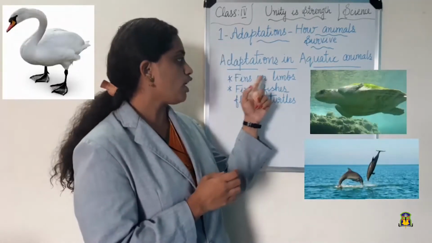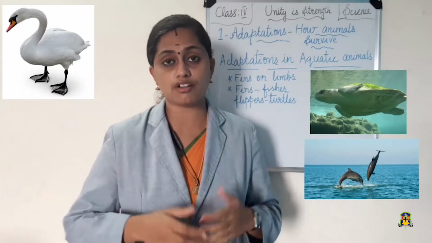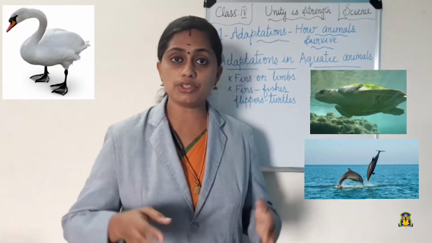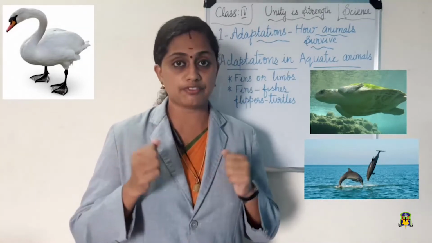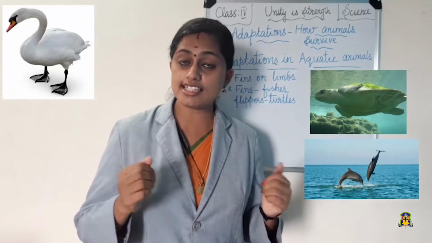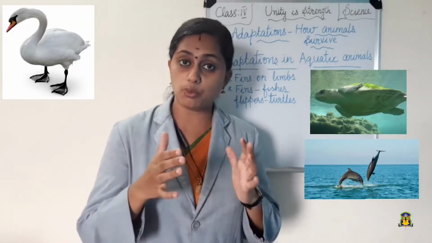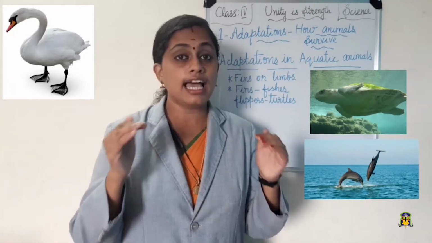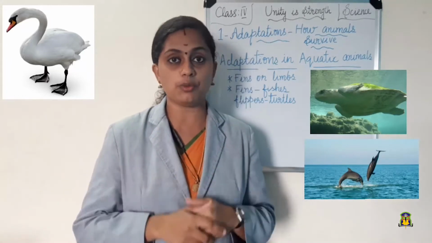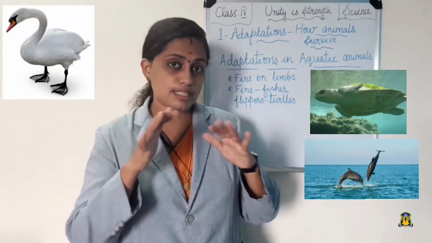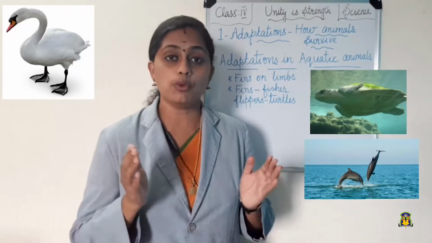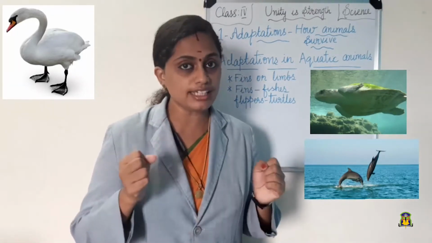See, fins or limbs of the fishes help them to survive and swim in water. The fishes have the fins and the turtles have flippers, and the webbed feet of the swans help them to move in water. And their body is also very specially shaped. That special shaped body also will help them to move in water.